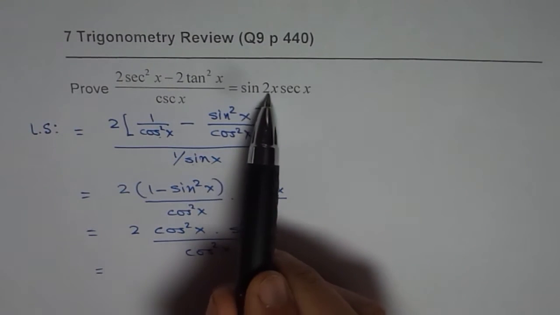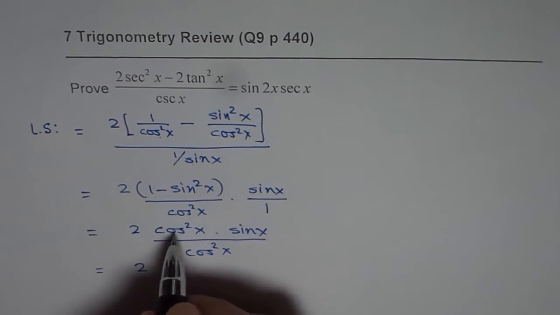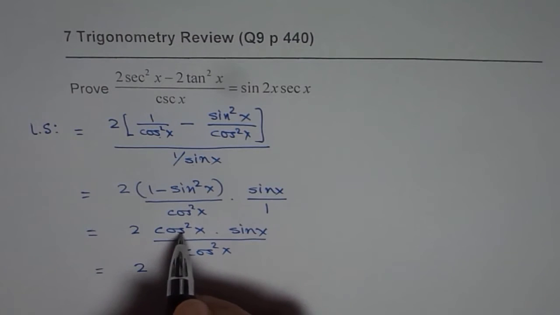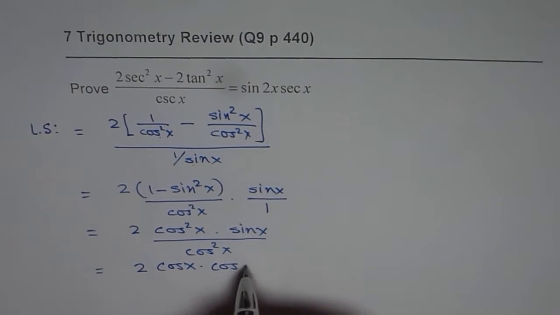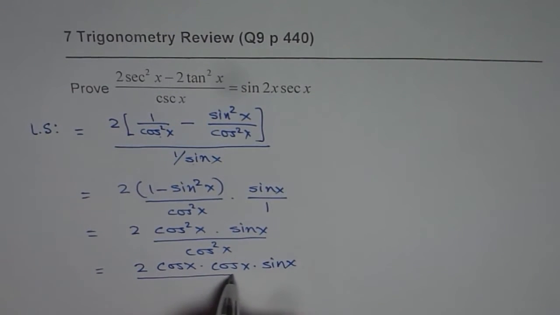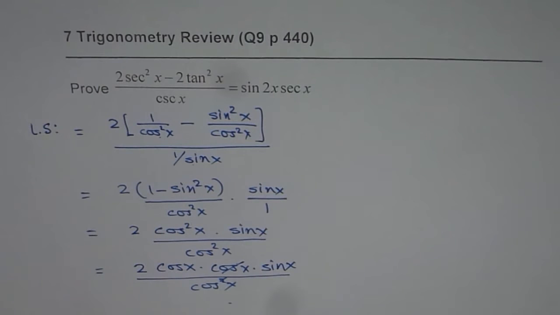We want sin 2x. Sin 2x is 2 times sin x cos x. So we'll write this cos x as just cos x. So we'll write this as cos x times cos x. Do you get it? Times sin x. I'm just adding this step to make things clear for you. And we have cos²x. So we'll cancel one of the cos x. You get the idea, right? And now let me continue.